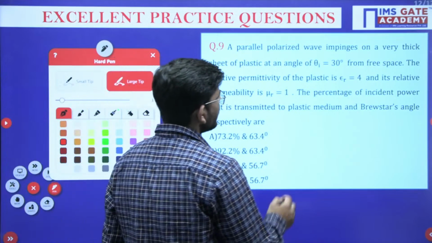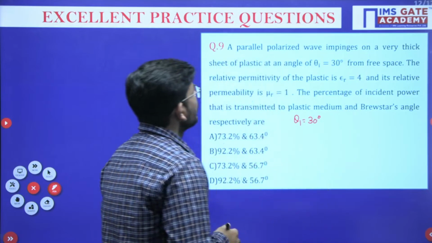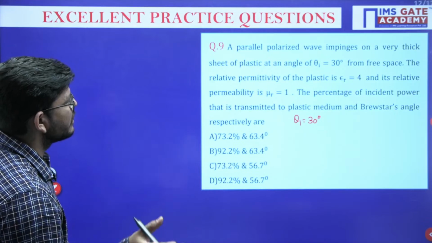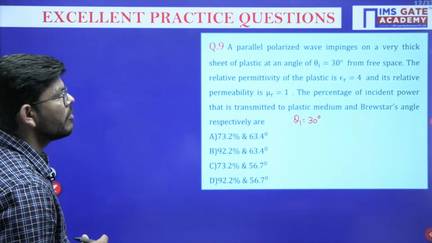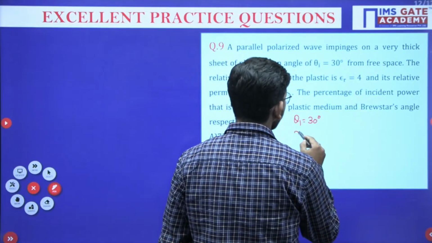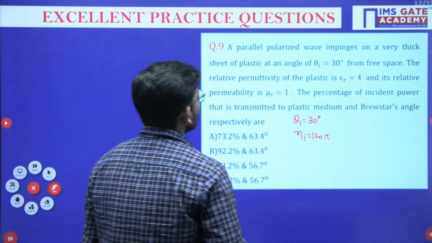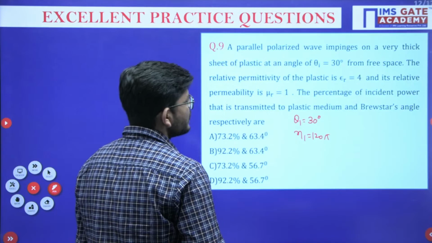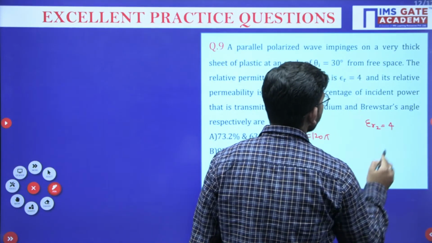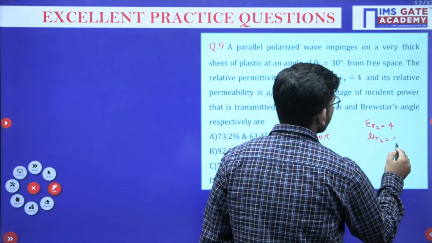What is given to us? Theta i is given as 30 degree. From one medium it is impinging on plastic, from free space. So from free space it is going into the plastic. For free space, eta 1 will be 120 pi. The relative permittivity of the plastic, epsilon r2, is given as 4, and its relative permeability mu r2 is given as 1.